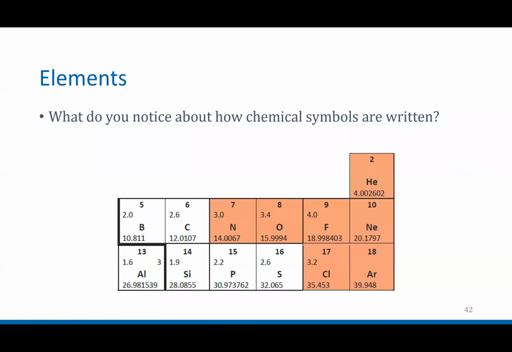It looks like there's a lot, but a lot of them are very common sense, like carbon, nitrogen, oxygen, helium, neon, chlorine. A lot of them come from their English names and are pretty easy to remember. And they're chemicals you hopefully have heard of before.